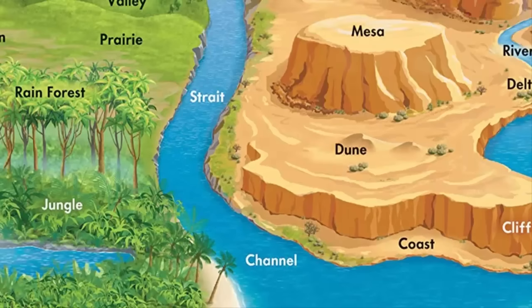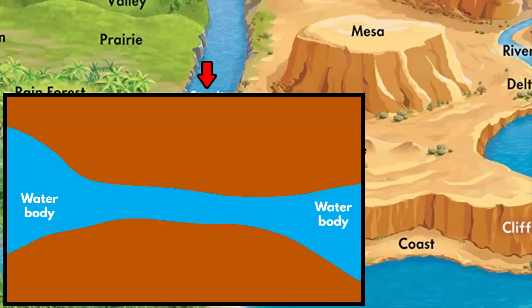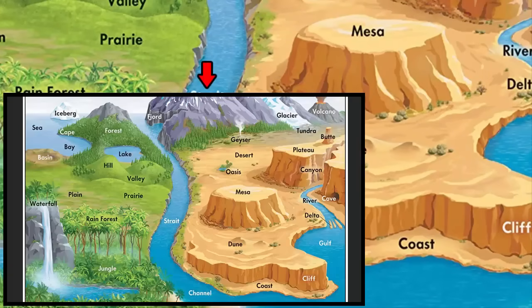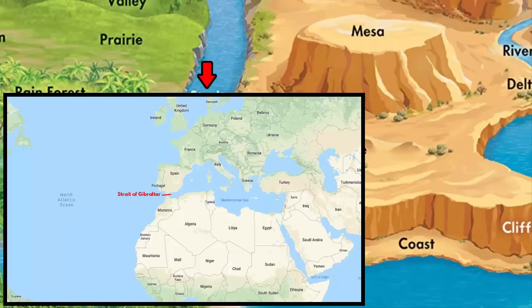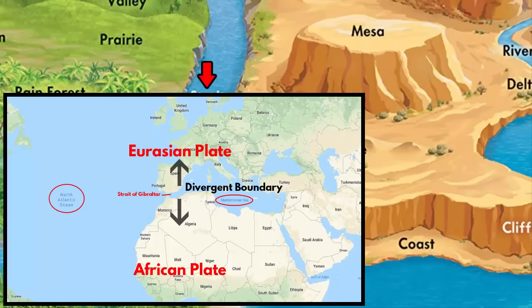The next one is strait. A strait is a narrow body of water that connects two larger bodies of water. In this picture, you can see that a strait is connecting two large bodies of water. One is here and the other one is here. There are three ways by which a strait can be formed. Tectonic activity can be one reason. If you look at the Strait of Gibraltar, it is the only link between the Mediterranean Sea and the Atlantic Ocean. It was formed by tectonic activity between the Eurasian and African plate when they drifted apart.